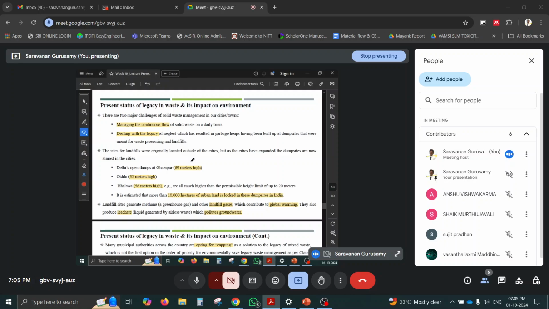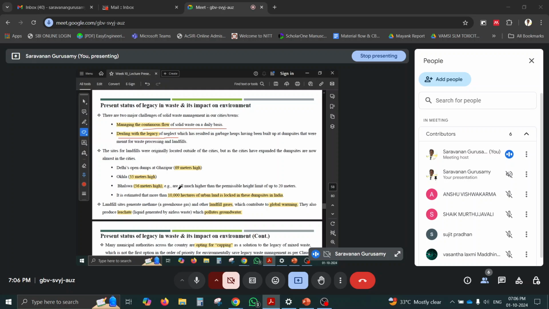So the major problem with solid waste management, there are two major challenges we can say. One is to manage the continuous flow of solid waste on a daily basis. Daily I am generating waste, so I need a proper system to manage daily waste, and then dealing with the legacy waste. So if I am checking techniques to solve the daily problem, what can I do with the already disposed waste of the last 1 century or more? I have disposed the waste in the dump sites. So how do we deal with the legacy waste in the dump sites?